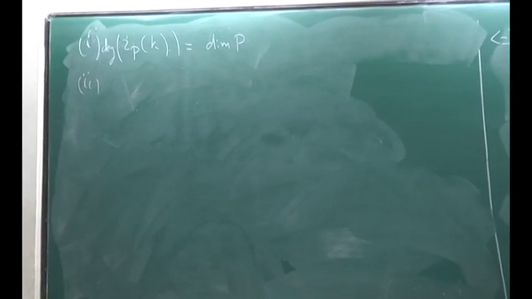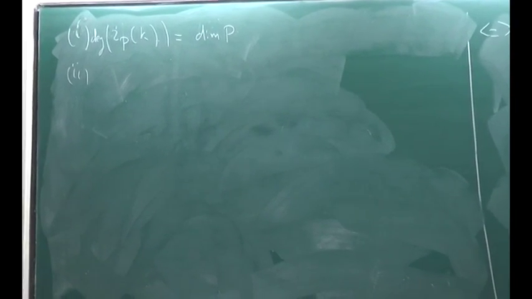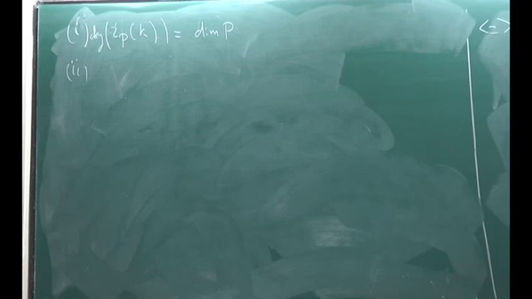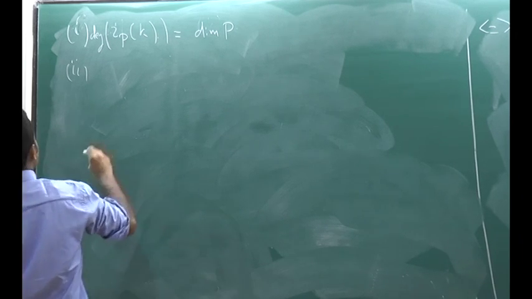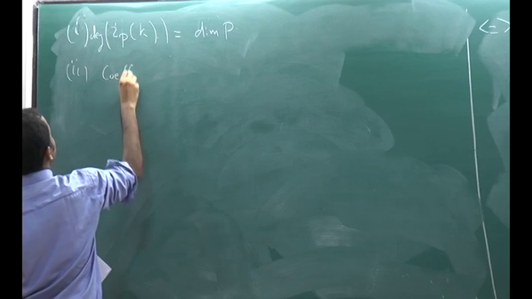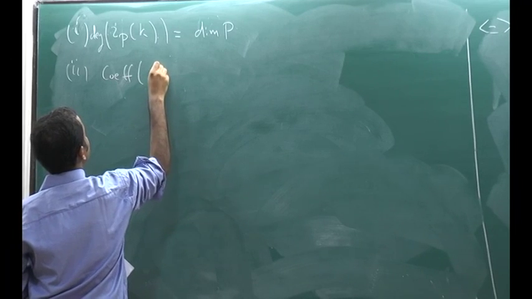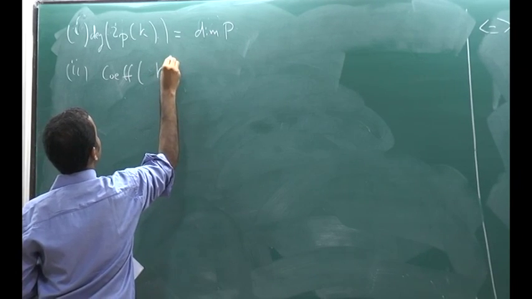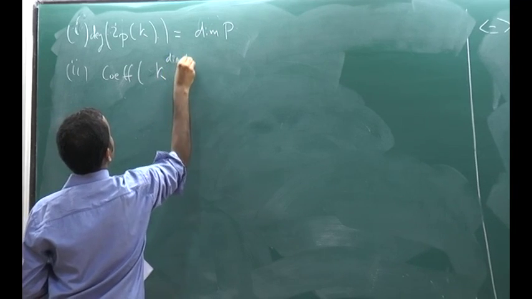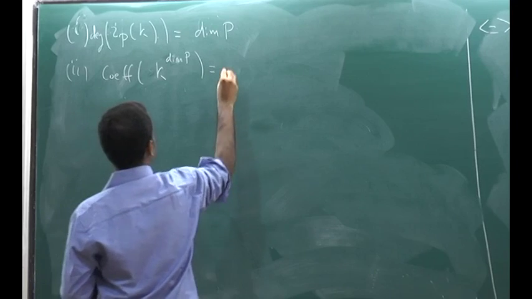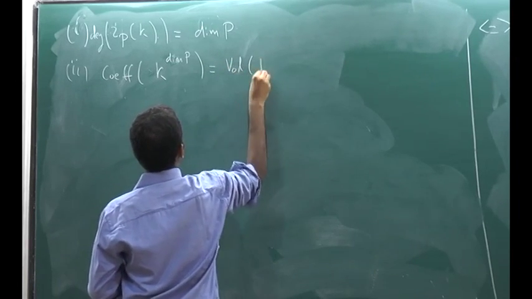Second observation: what is the volume of delta n? It is 1 by n factorial. You can show that this volume is 1 by n factorial. And where does 1 by n factorial come in I delta n of k? It comes as the coefficient of the maximum degree. So the coefficient of k power the degree, or dimension, of p is equal to the volume of p.